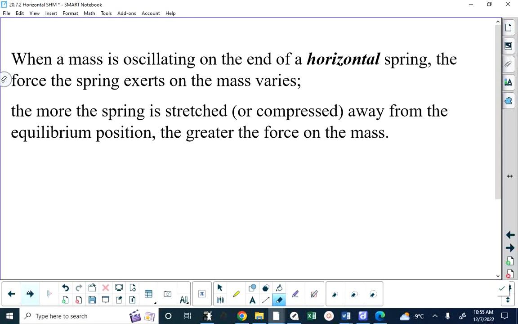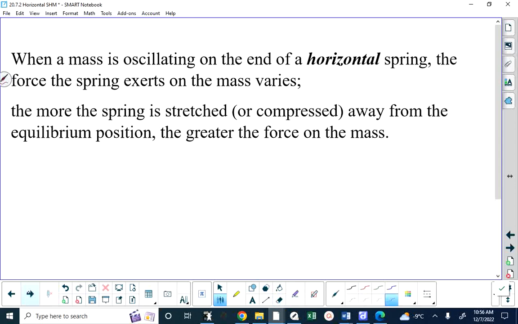When the mass is in this position, the spring is stretched quite a lot, which means it applies a great force to the mass. When the spring is stretched here, it is not stretched as much, so the spring does not apply as great a force. So all I'm saying to begin with is when you have a mass oscillating on a spring, the force that the spring is exerting on the mass depends on where the mass is. The more the spring is stretched or compressed, we'll talk about the compression in a bit, away from the equilibrium position, the greater the force on the mass.